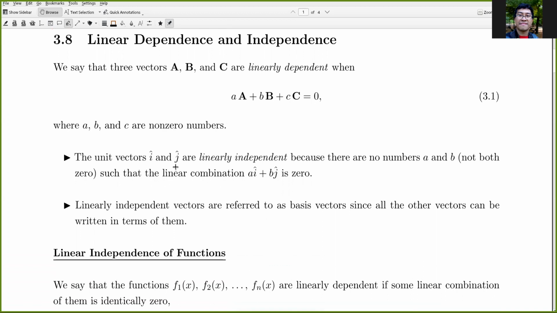The unit vectors, for example, i and j, are linearly independent because there are no numbers a and b, not both 0, such that the linear combination ai plus bj is 0. Again, i here is the unit vector along the x direction. j is the unit vector along the y direction.